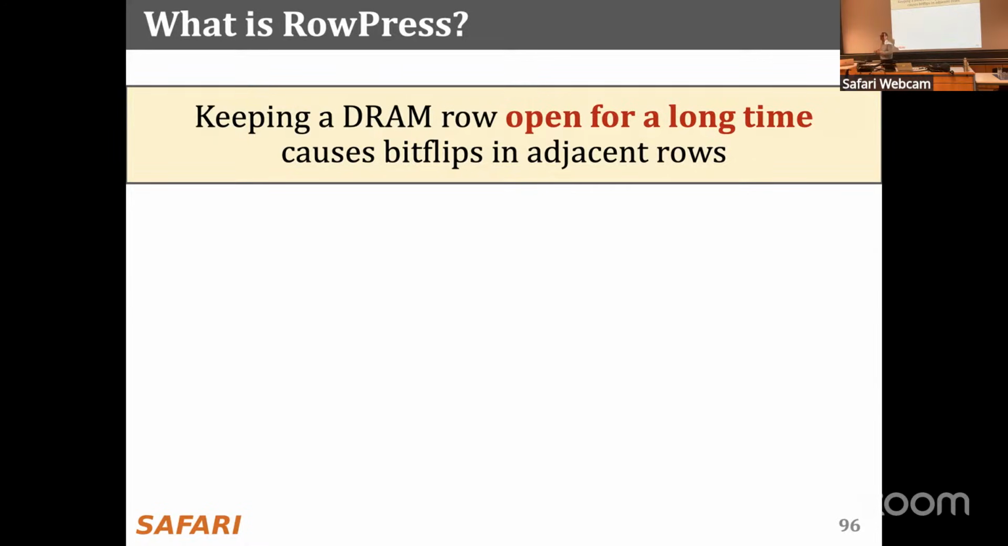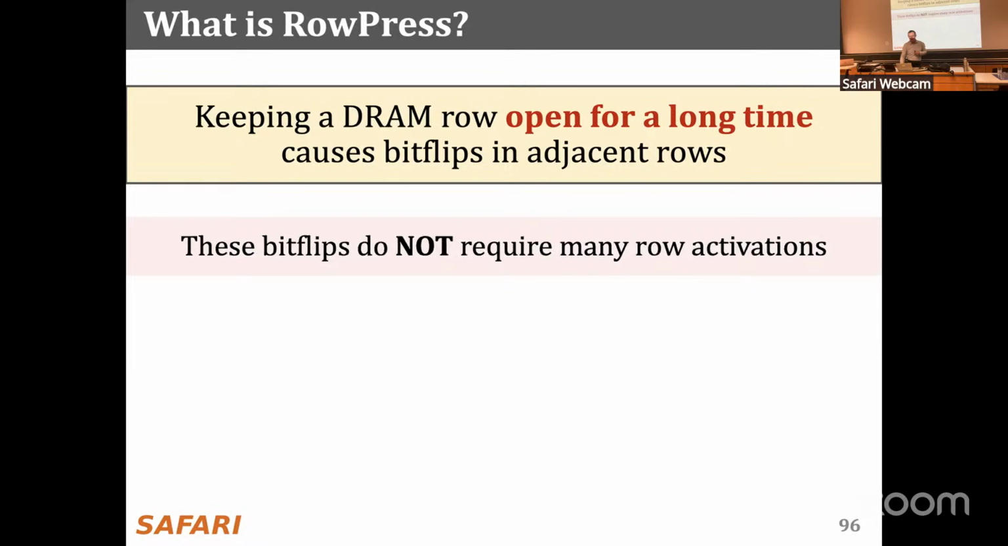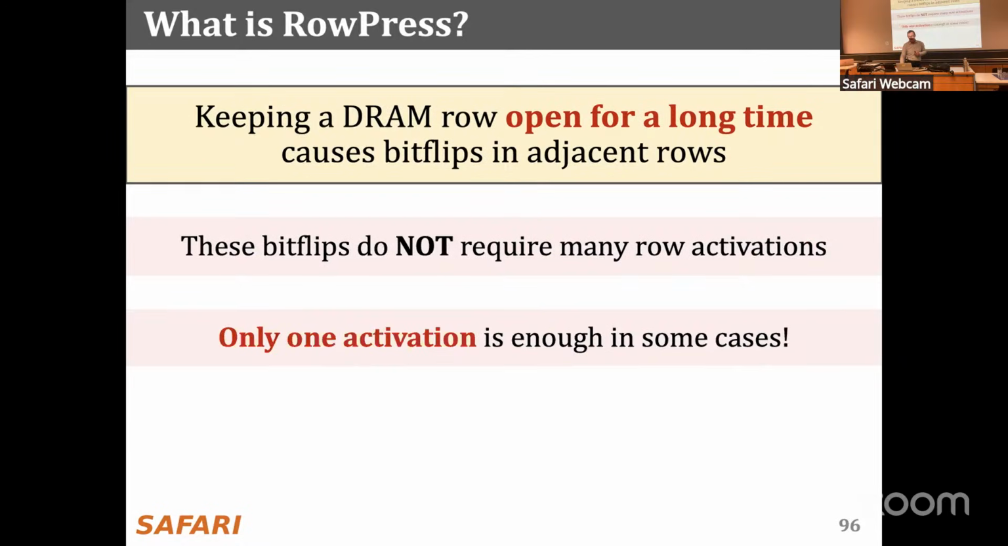Basically, we thought it was an extension of RowHammer. RowHammer becomes a little bit worse, or somewhat worse, essentially, if you keep the row open. But in this paper, we showed that there's something that's fundamentally different from RowHammer. If you keep a DRAM row open for a long time, this causes bit flips in adjacent rows. They don't require many row activations. And in some cases, only one row activation is enough.